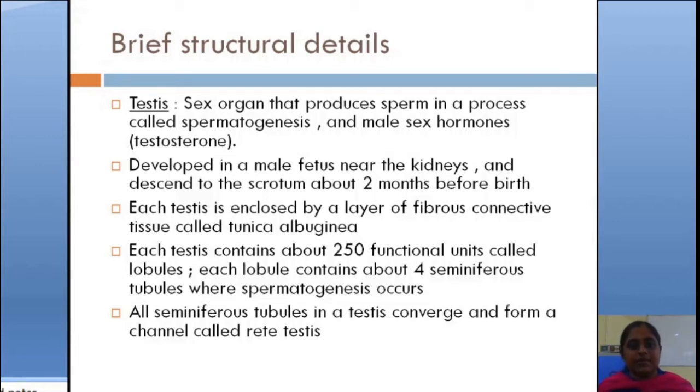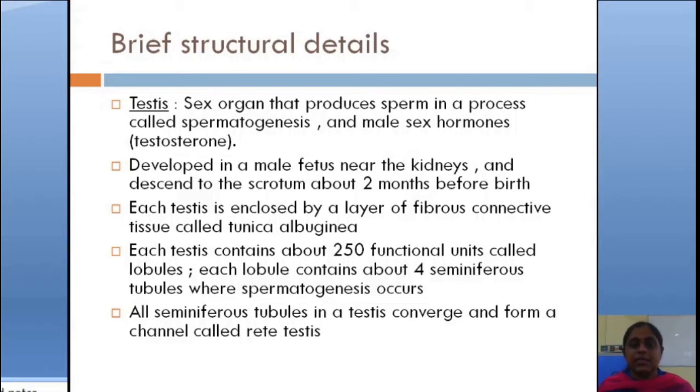The testes develop in a male fetus near the kidneys and descend to the scrotum about 2 months before birth. So at the time of birth, these testes which are produced near the kidneys have descended to the scrotum. The condition in which the testes do not descend to the scrotum is called cryptorchidism.